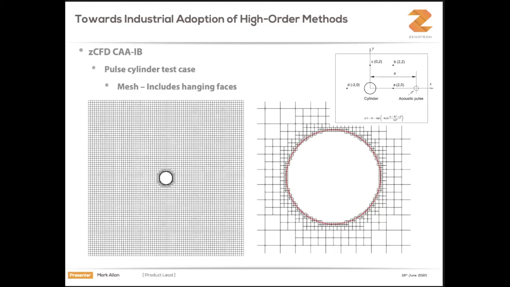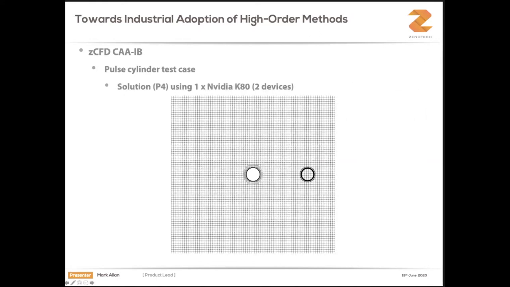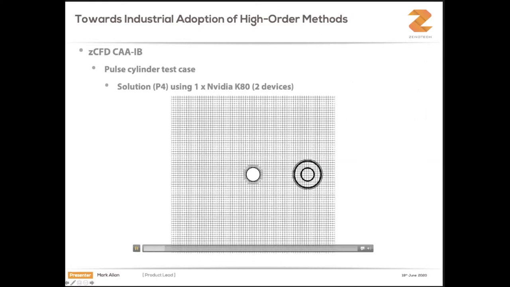So one thing that we have been starting to look at is immersed boundary methods. So having a Cartesian refined background mesh and then an immersed boundary condition. So here we have effectively just a cylinder, an immersed boundary cylinder within this refined Cartesian background mesh. And in this test case, we have an acoustic pulse and we're trying to simulate the scattering over the cylinder.